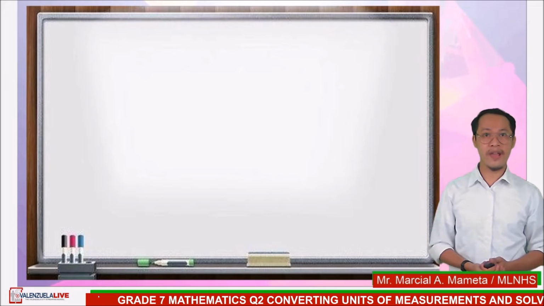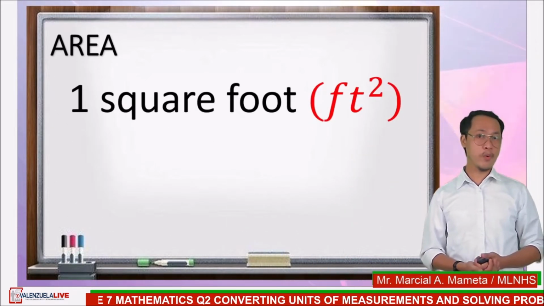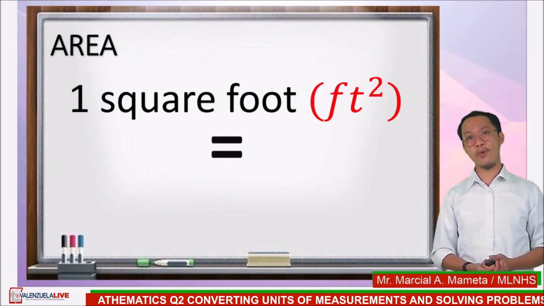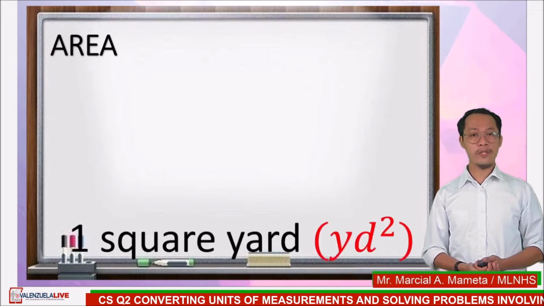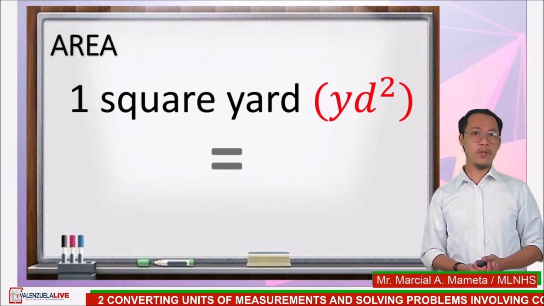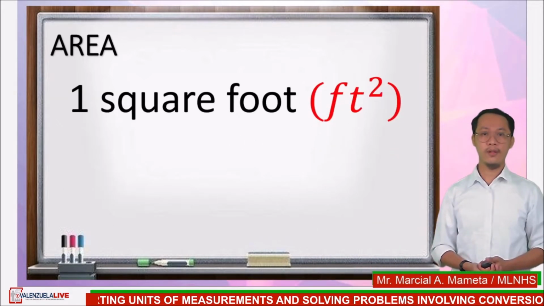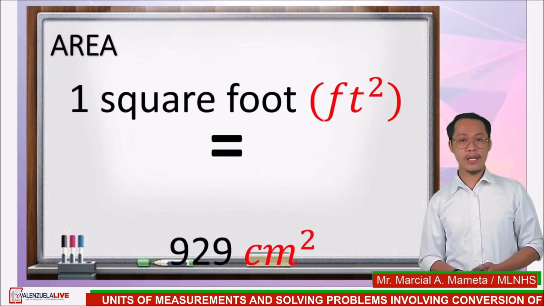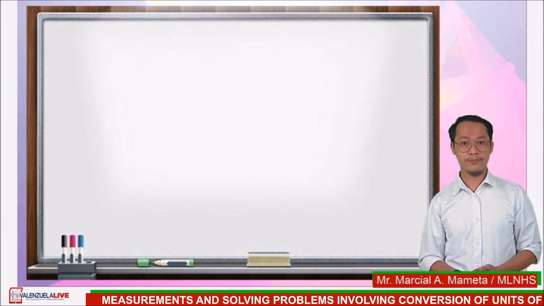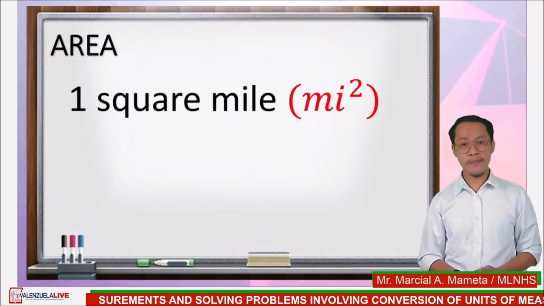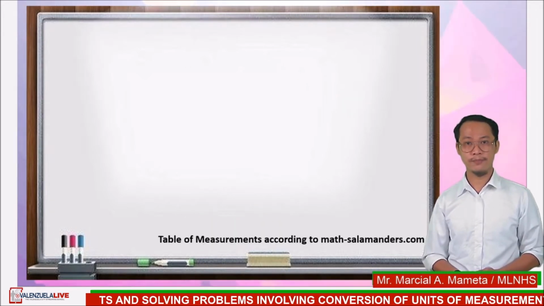Whereas for areas, we have the following. 1 square foot is equal to 144 square inches. 1 square yard is equal to 9 square feet. 1 square foot is equal to 929 square centimeters. 1 square mile is equal to 640 acres.